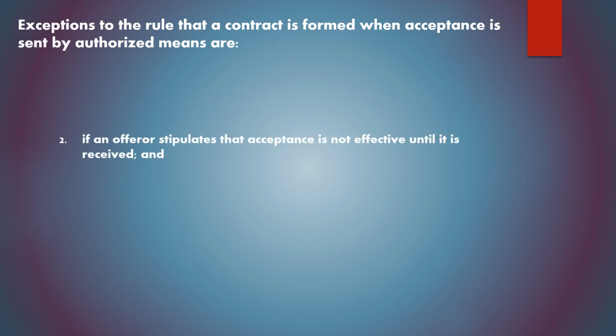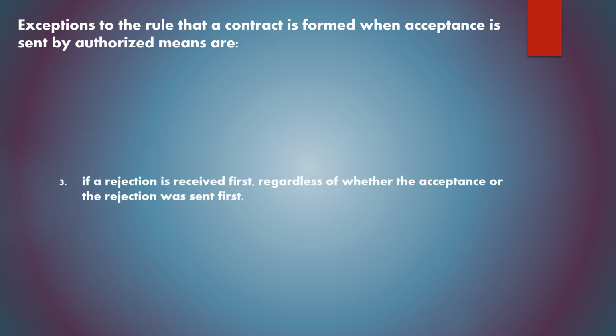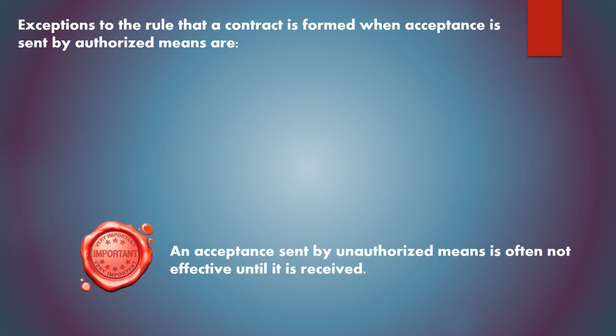If the offeror stipulates that acceptance is not effective until received, I talked about that, must receive no later than. And if the rejection is received first, regardless of whether the acceptance or rejection was sent first. An acceptance sent by unauthorized means is often not effective until it's received. If I tell you you have to send it by mail and you decide to send it by Pony Express, it's not effective until I get it.